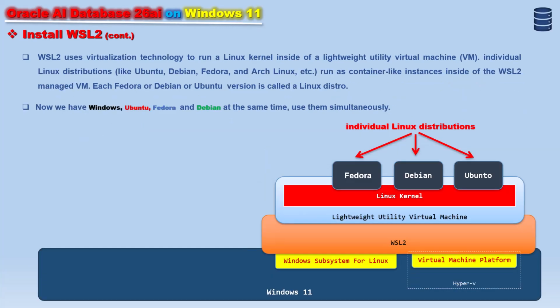Install WSL2, continued. WSL2 uses virtualization technology to run a Linux kernel inside of a lightweight utility virtual machine. Individual Linux distributions like Ubuntu, Debian, Fedora, Arch Linux and so on run as container-like instances inside of the WSL2 managed VM. Each Fedora or Debian or Ubuntu version is called a Linux distro. Now we have Windows, Ubuntu, Fedora, and Debian at the same time. Use them simultaneously.